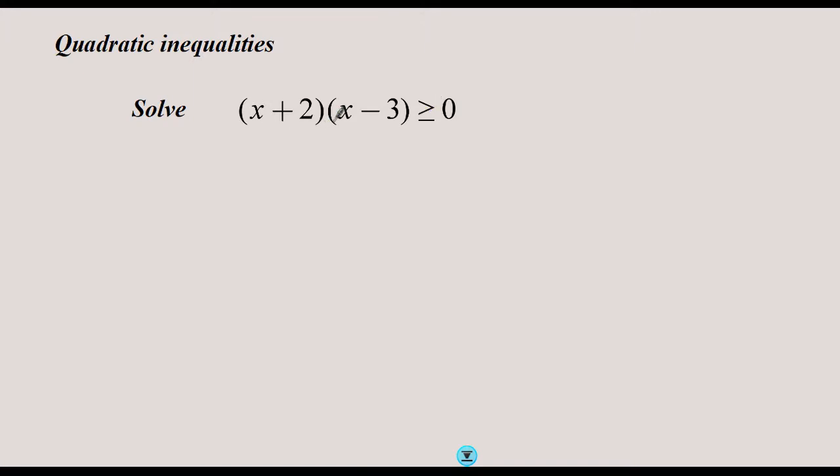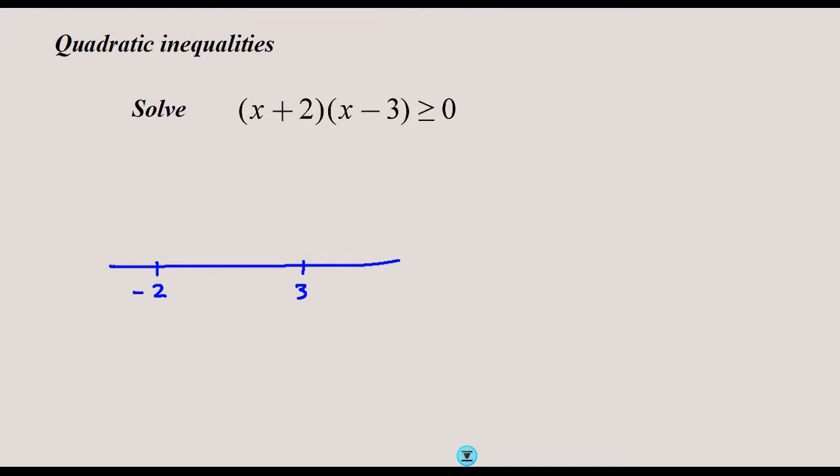So let's consider what's interesting about this product. There are two critical points. One critical point is when x equals -2, because this is the value that gives 0 in this bracket. And the other critical value is 3, because when x is 3, this bracket is equal to 0.